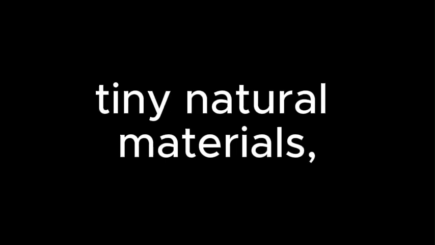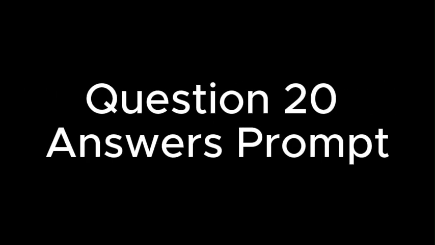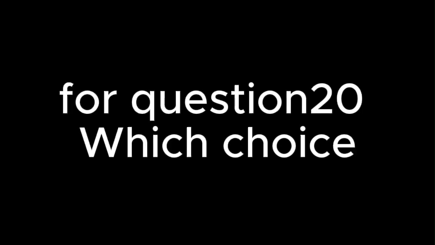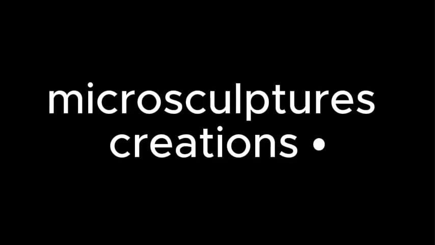Jamaican British artist Willard Wiggin is known for his remarkable, so small that they are best viewed through a microscope. Wiggin's sculptures are made from tiny natural materials, such as spiderweb strands. Question 20. Which choice completes the text so that it conforms to the conventions of standard English? A. microsculptures creations, B. microsculptures, creations, C. microsculptures. creations, D. microsculptures and creations.